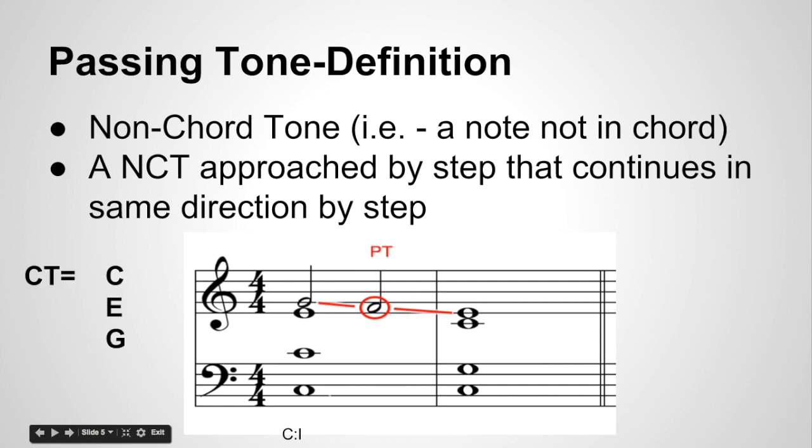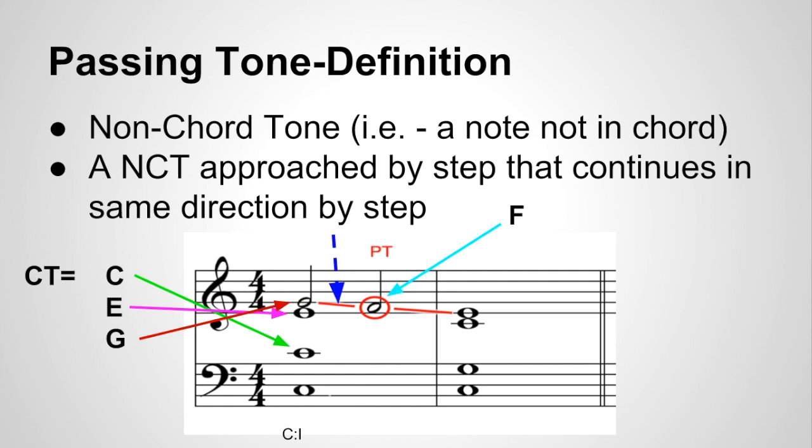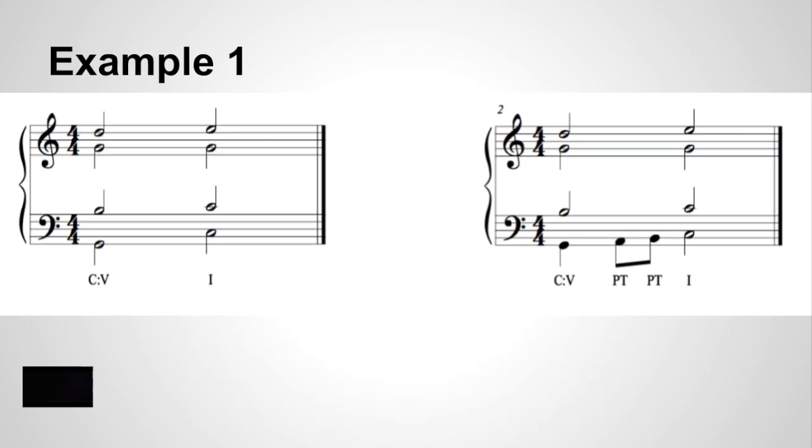So let's look at it. Our 1 chord is C, E, and G. Here's a C, here's an E, here's a G. We have the F, that is a non-chord tone. What makes it a passing tone is that it's approached, it comes from the G, going down by step. Therefore, to be a passing tone, it must continue down by step as it does here. And that's what a passing tone is.